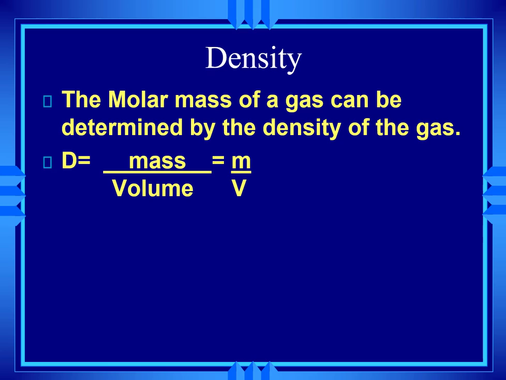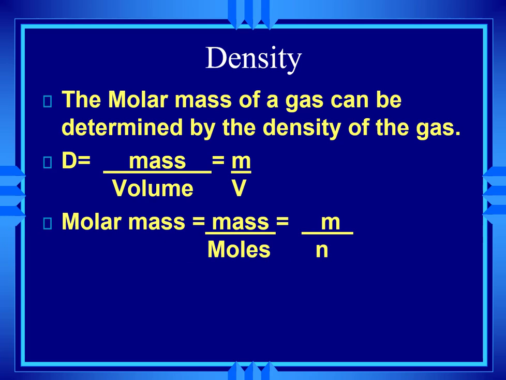Okay, now I'm going to give you another way of looking at molar mass. Molar mass is mass divided by moles. If it weighs 200 grams and I have 5 moles, 200 grams for 5 moles means each mole weighs 40 grams. 200 divided by 5. Right? So if I take the number of grams and divide it by the number of moles, that'll tell me how many grams for each mole. That's what molar mass is, grams per mole.